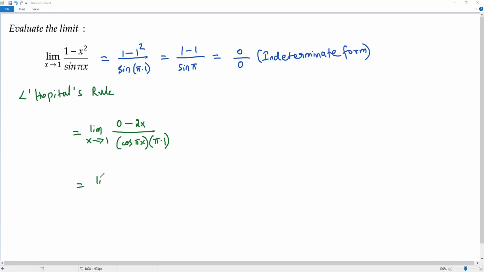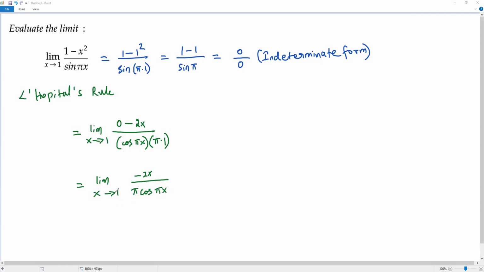Now let's do some simplification. That is the limit as x approaches 1 of 0 minus 2x, which is just negative 2x, over, here, π times 1 is π. We can write this π in front of the cosine. Then we get π times cos πx.